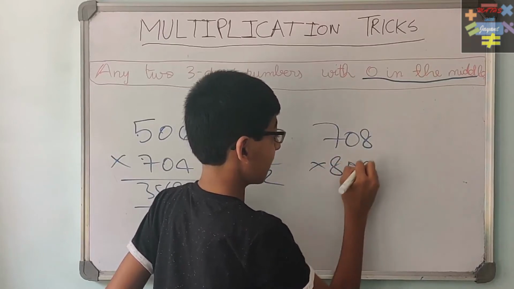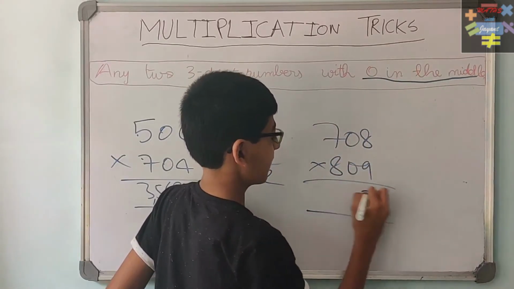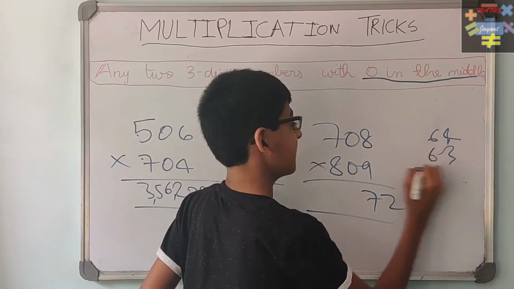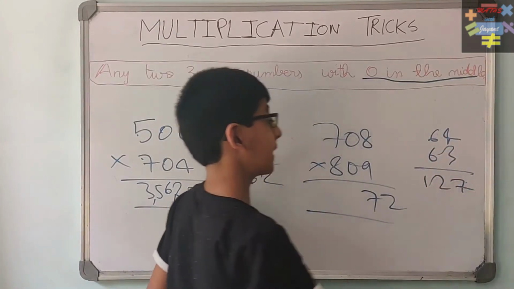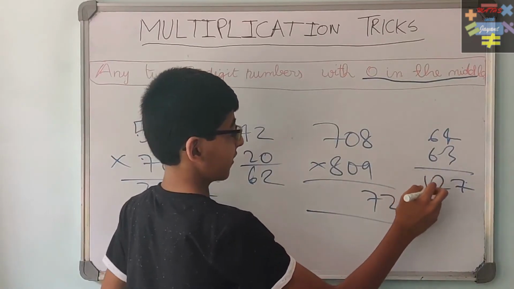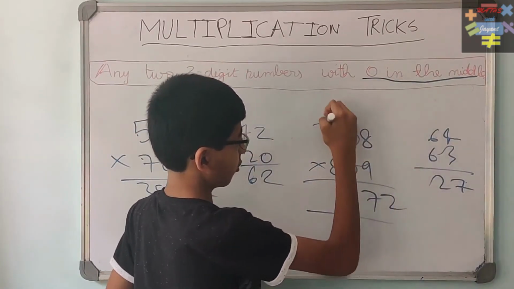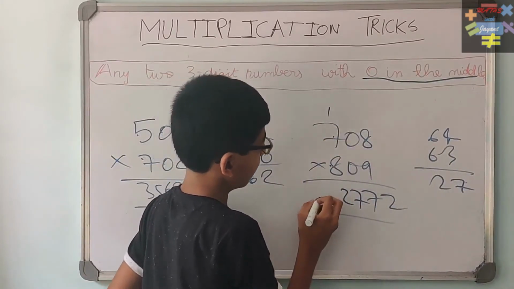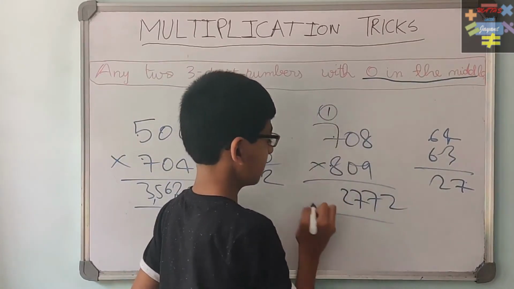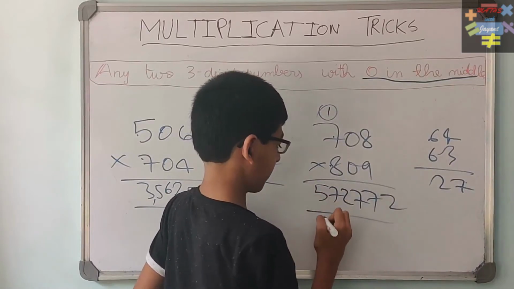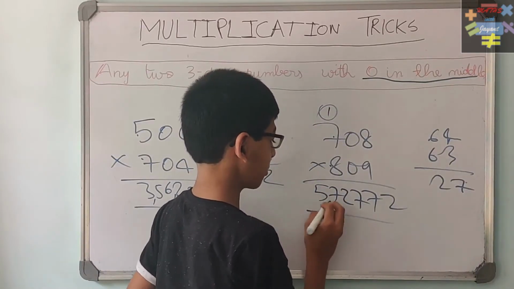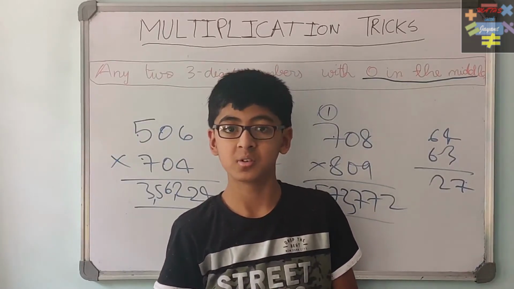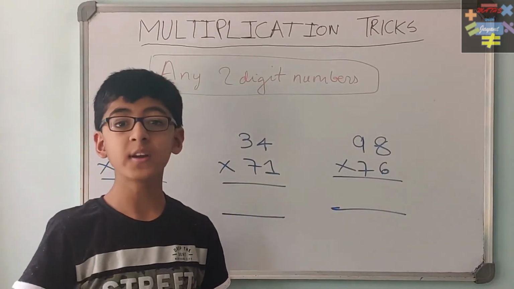Now let us make the numbers even bigger. 708 into 809. 8 9s are 72, 8 8s are 64, 7 9s are 63. Add them to get 127. Since it is a 3-digit number, the 1 goes carry forward. We'll just write the 27 over here. 8 7s are 56, 56 plus 1, 57. Our answer is 5,72,772.